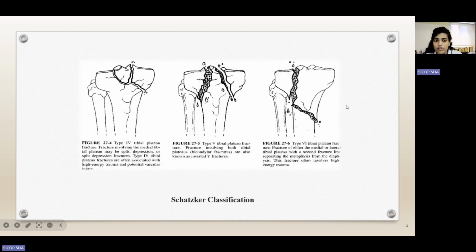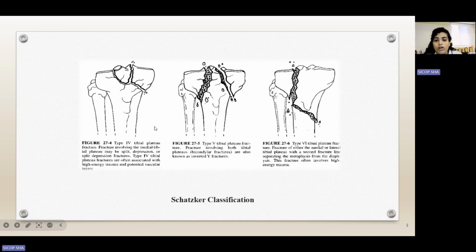Type 4, 5, 6 are on the medial condyle of the tibial plateau. Type 4 is over here, a split, or a split depression, or both. This is associated with high energy trauma, and here there is a chance of vascular injury too.